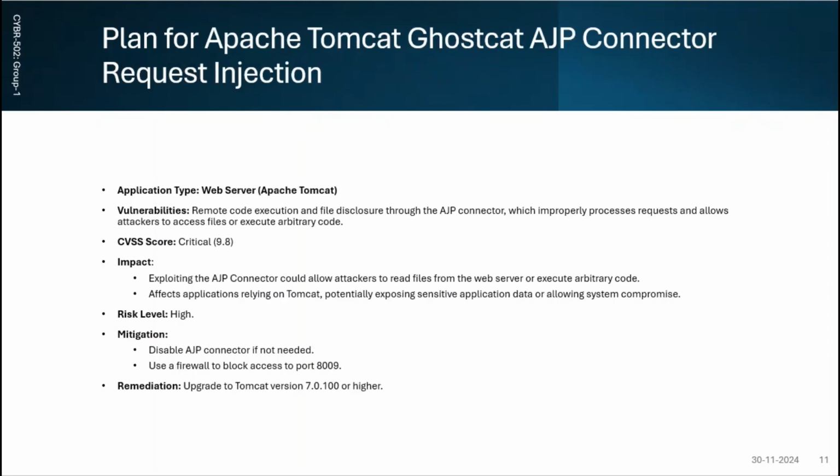This slide shows the plan for Apache Tomcat GhostCat AJP connector request injection, and explains vulnerabilities in the Apache Tomcat AJP connector allowing file disclosure and remote code execution.